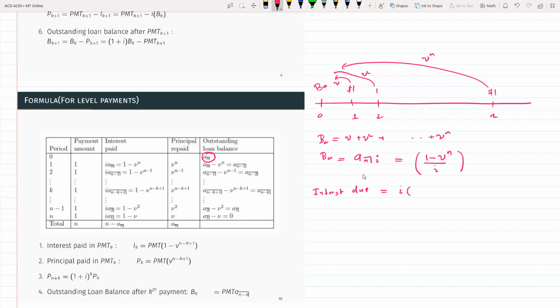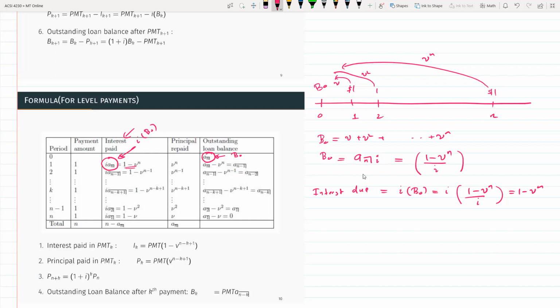It is i times B0 for the first one. So in here, this one would be 1, so this is B0, and then this is i times B0. So I can use the formula, and I would get 1 minus v. Okay, so that's why you have here 1 minus v.